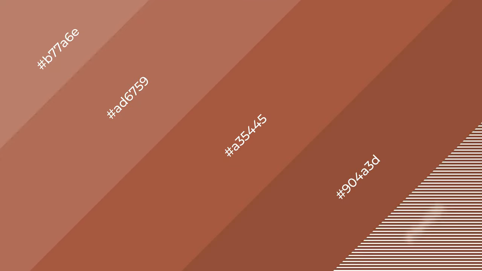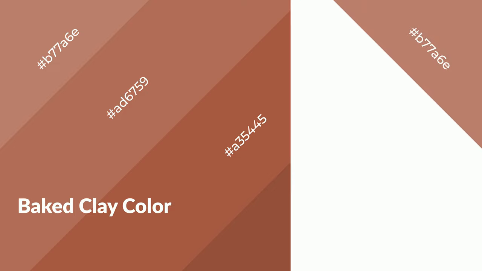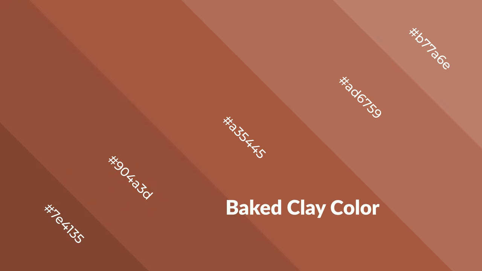Baked clay is a warm color, and it emits cozier and active emotion. Warm colors are symbols of warmth, fire, heat, and sunshine. It also evokes joy, passion, love, and even anger emotions. You can see them used in restaurants and gyms.